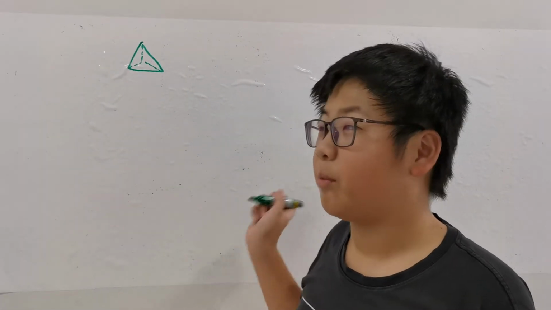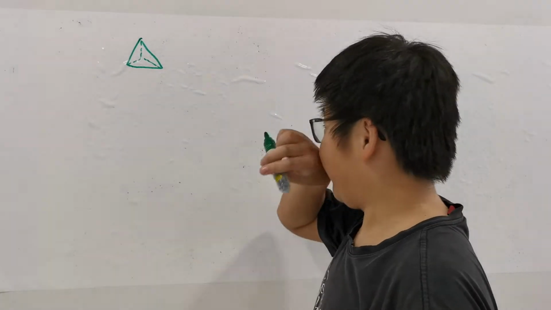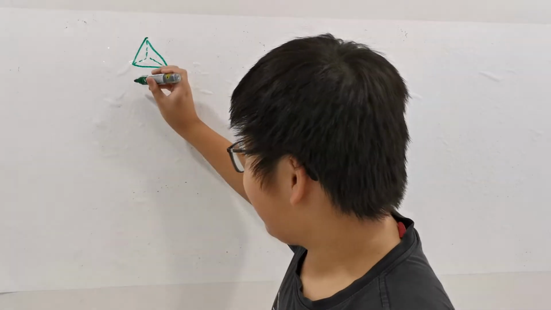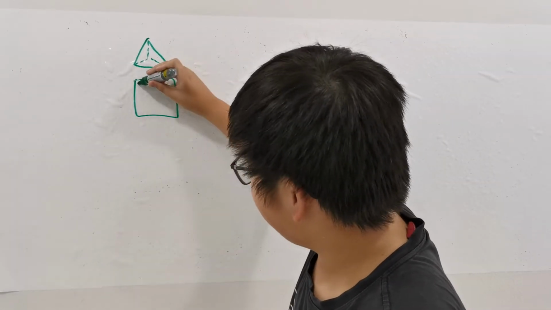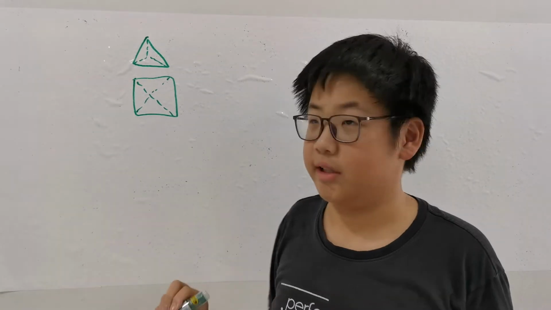Now, what could be more complicated than a tetrahedron? Well, we know about pyramids, right? So you could imagine a tetrahedron as a triangular pyramid. You can imagine a square pyramid. And this has 5 faces, and this is a pentahedron.